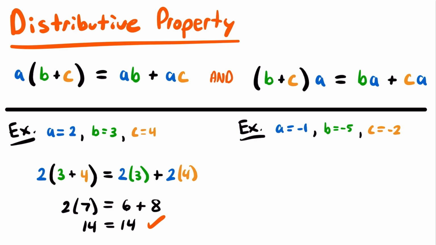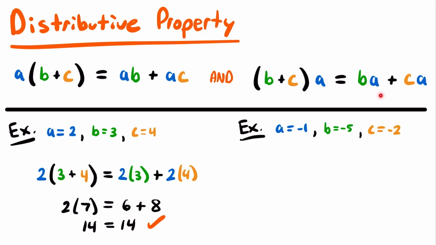And we can also test that it is true if it's written in this way as well, if we put the number of a to the right of the parentheses rather than the left, like we did in this example. Let's try doing it the other way with some different numbers. In this case, a is equal to -1, b is equal to -5, and c is equal to -2. So you're going to get to see here that the distributive property also still works when you are dealing with negative numbers.